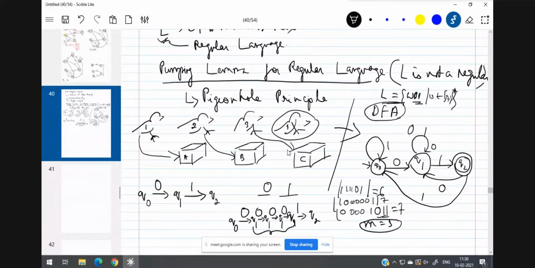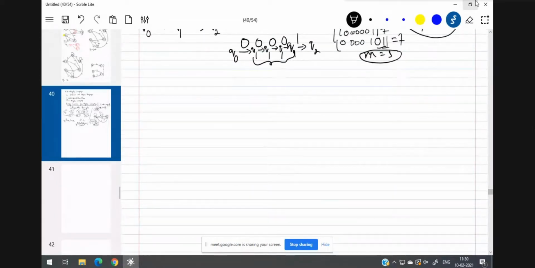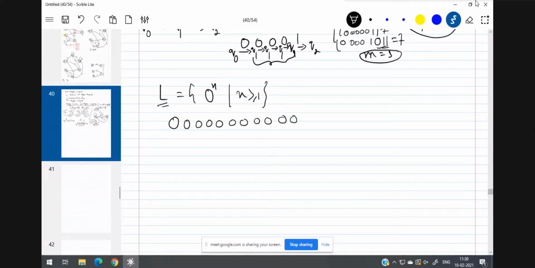Now, regarding this pumping lemma, let me start explaining. Take a language L. In my case, let me consider 0 to the power n, where n is greater than or equal to 1. Let me take one series of zeros.